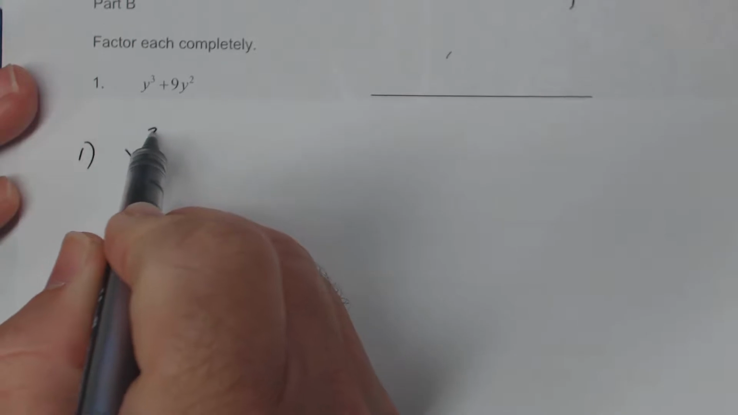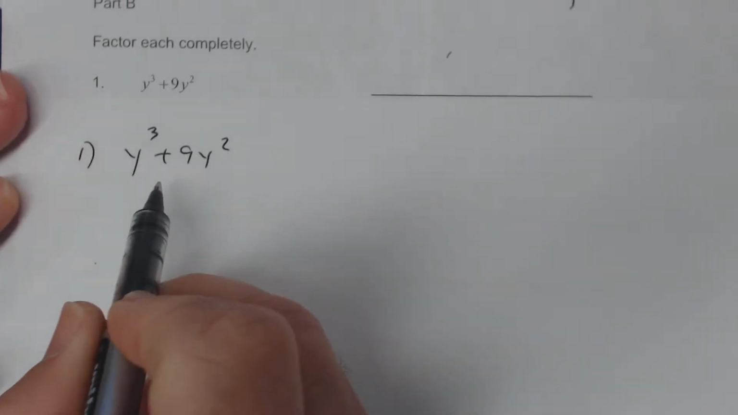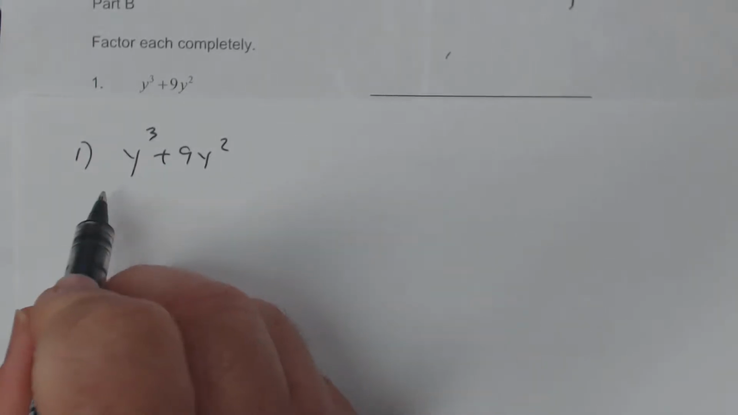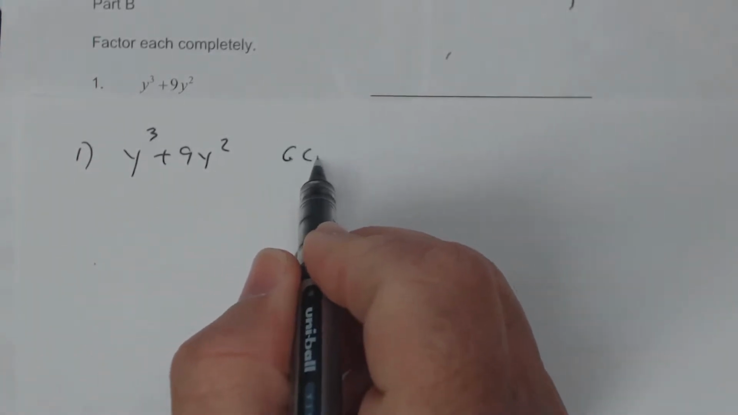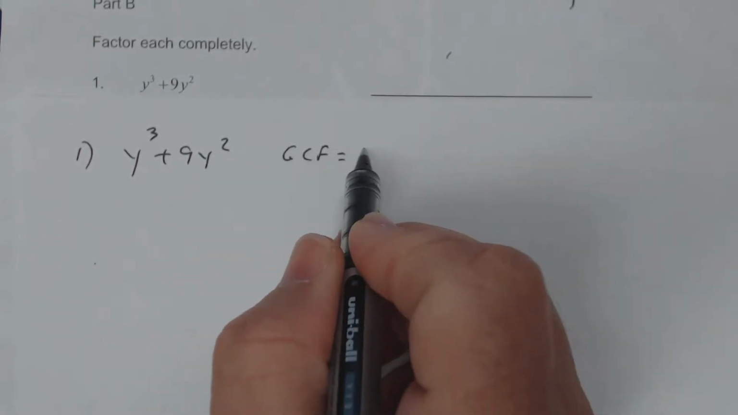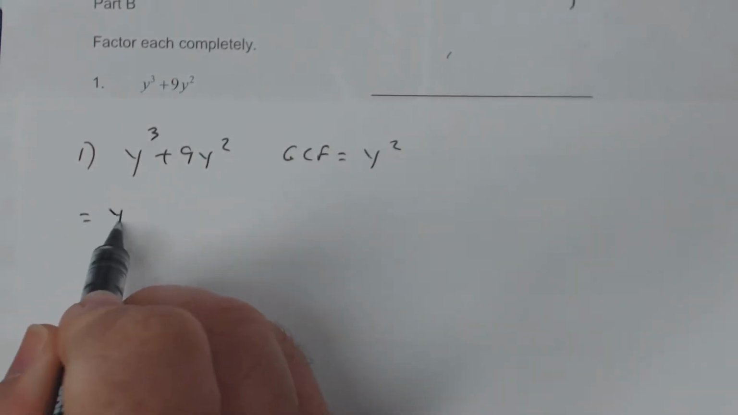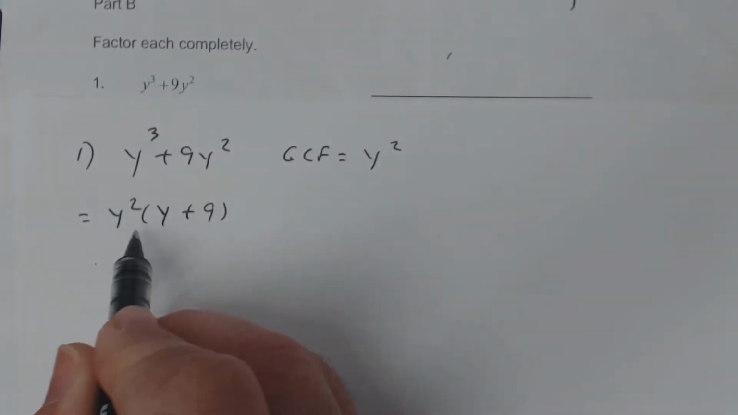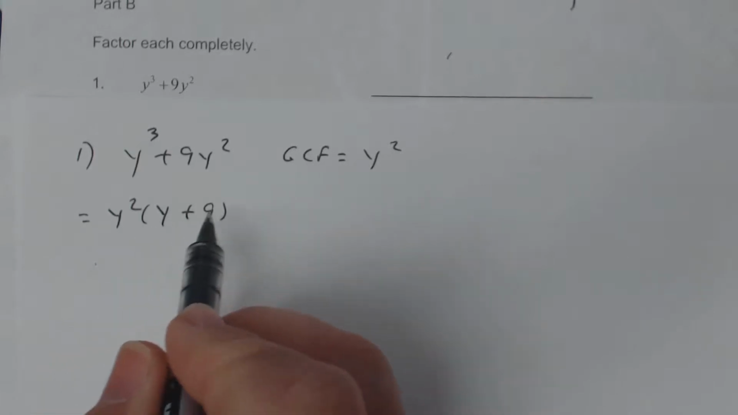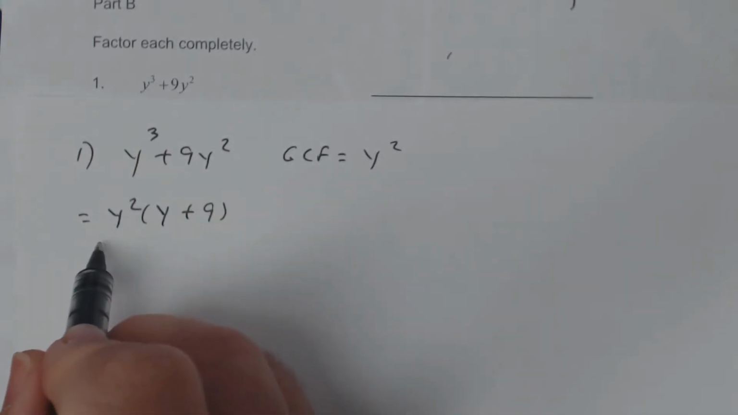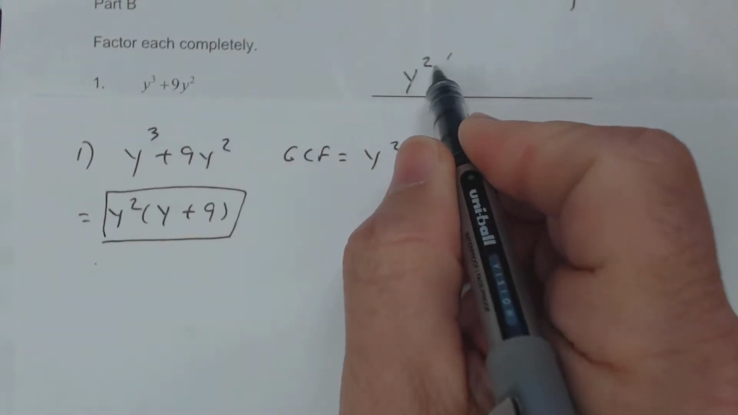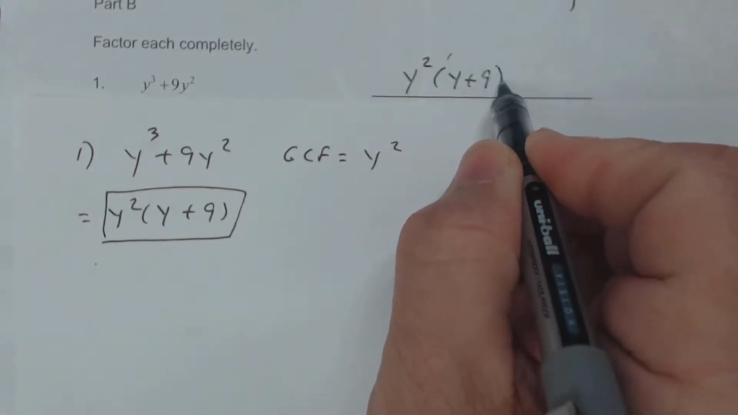So y cubed plus 9y squared is number one. Remember, the first thing you need to do is look for the GCF. The GCF is going to be y squared. So I'm going to get y squared times y plus 9. And always check yourself. y squared times y is y cubed. y squared times a positive 9 is 9y squared. And that's all you can do here. So there's your answer: y squared times y plus 9.